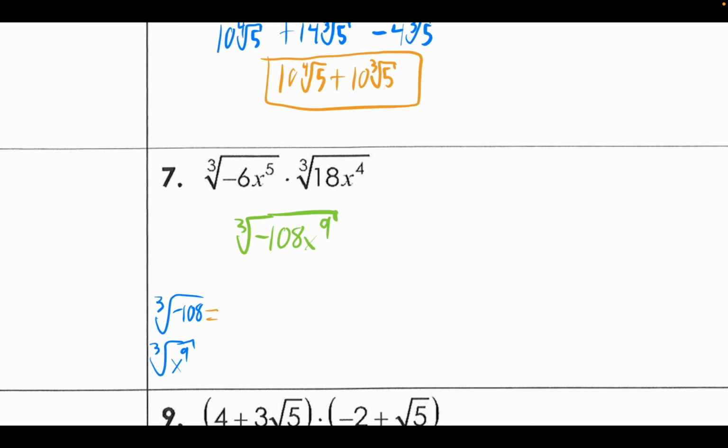Cube root of negative 108 is the cube root of negative 27 times the cube root of 4, which would then be negative 3 times the cube root of 4. Remembering, want to make sure the negative's outside the radical. Oh, sorry. I said cube root of 4, and then I wrote the fourth root of 4.